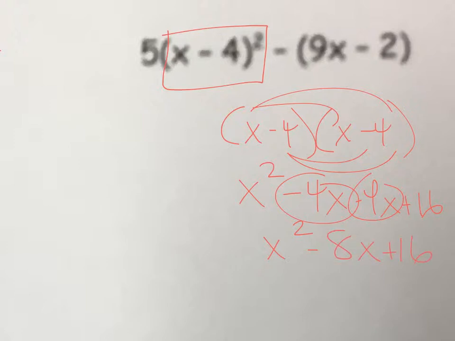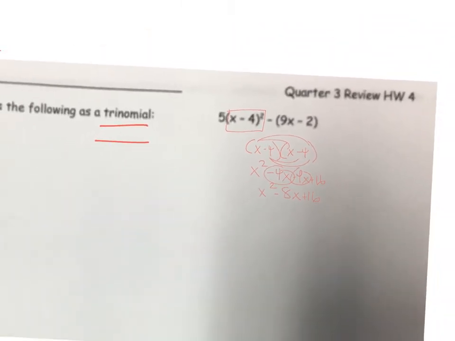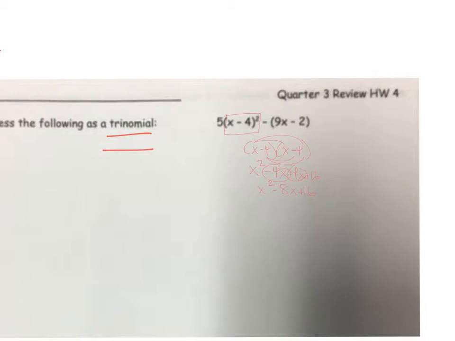So now that we have the binomial squared, let's take a look at what our problem is really asking. The problem is telling us to multiply 5 times x minus 4 squared. X minus 4 squared is really x squared minus 8x plus 16. So we're going to add that on. And then we're going to subtract 9x minus 2.